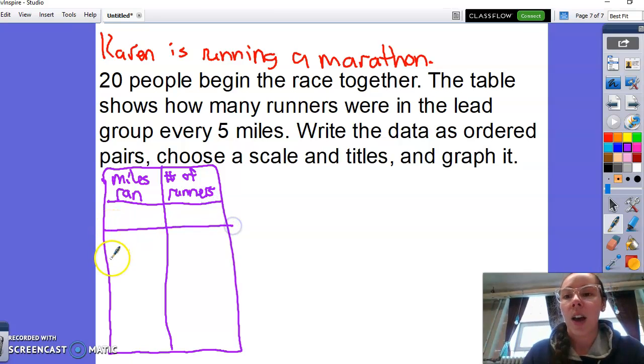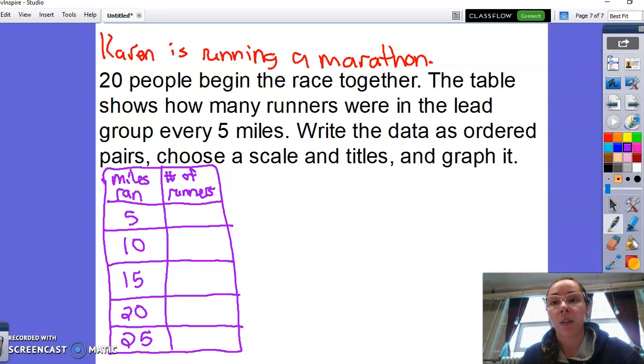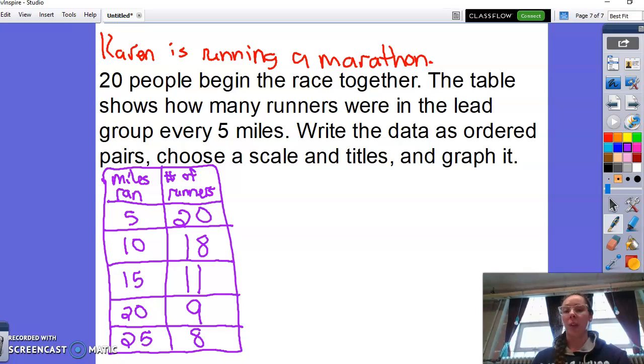Okay, and it said that they check on the runners every 5 miles. So after 5 miles, 10 miles, 15, 20, 25, and that's a full marathon, 25 miles. In the lead group, after the first 5 miles, all 20 of them were still together in one big group. After 10 miles, 18 people were in that lead group. After 15 miles, there were 11. After 20 miles, there were only 9. And then at 25, they were down to 8 people in that lead group.